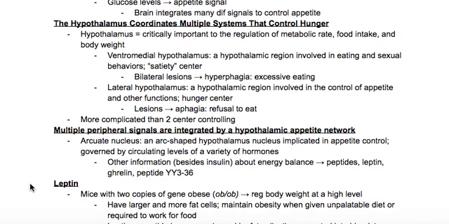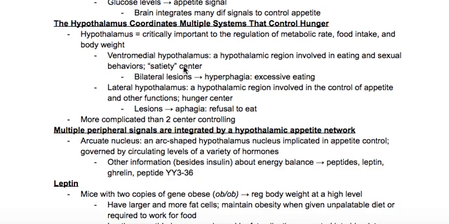The next section is The Hypothalamus Coordinates Multiple Systems That Control Hunger. The hypothalamus is critically important in the regulation of metabolic rate, food intake, and body weight. The VMH, or the ventromedial hypothalamus, is very important within eating behavior.